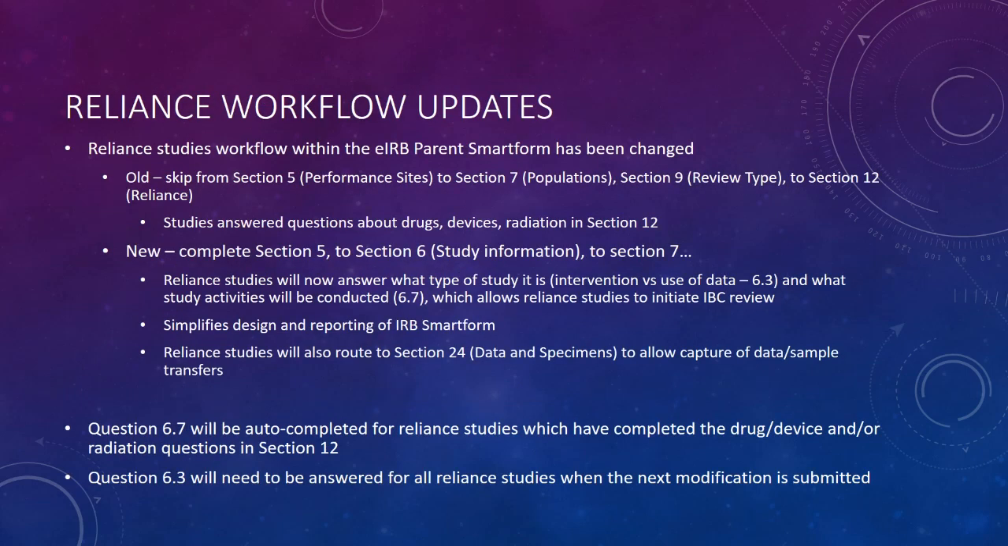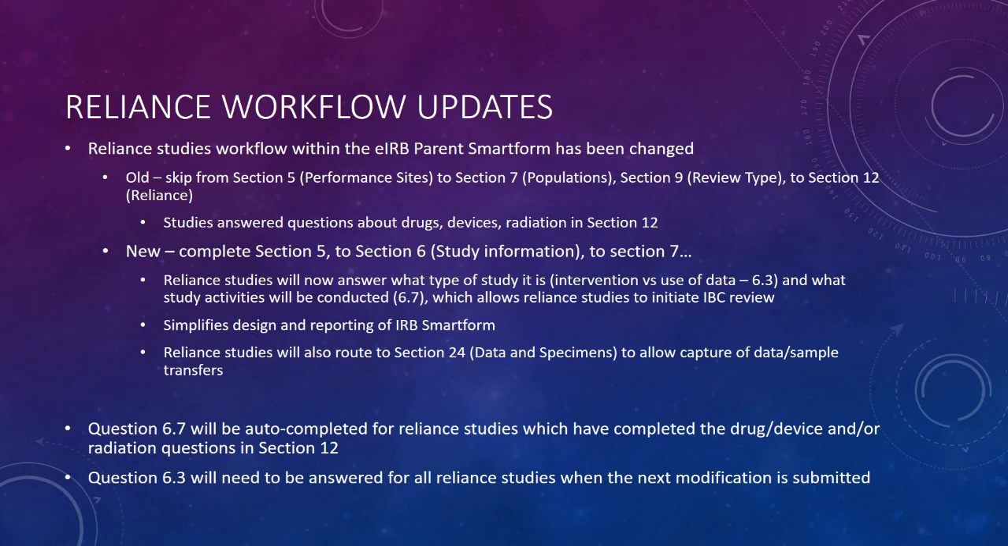We also have a major update to the Reliance workflow. In the old way that Reliance studies move through this parent smart form, these would be new study submissions, they would skip after completing section 5 to section 7. So we skip over section 6 completely. Most of the information that a non-Reliance study would complete in section 6 would be completed in section 12, including questions about drugs, devices, and radiation. However, now there's going to be a new flow, and this will include all EIRB Lite studies. It will not affect the legacy studies.